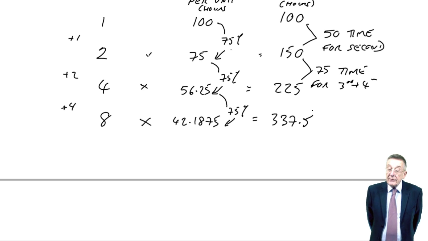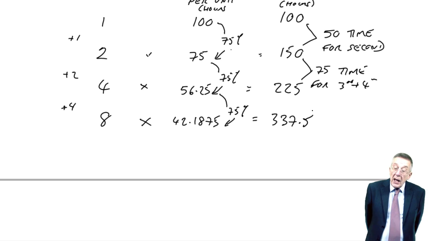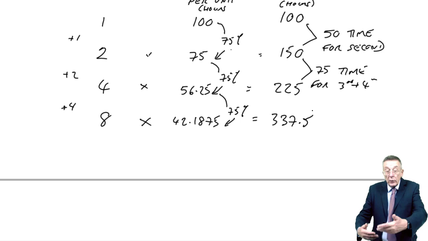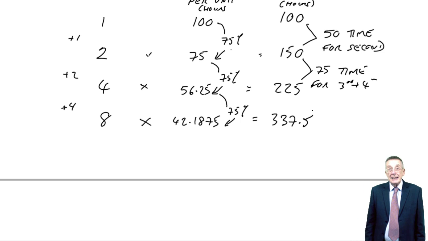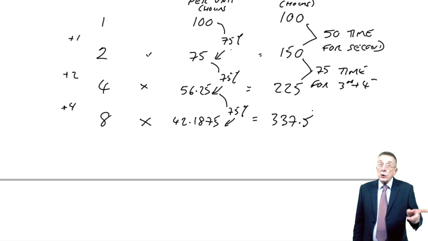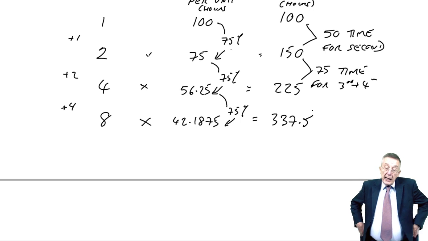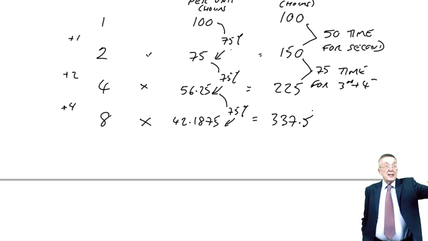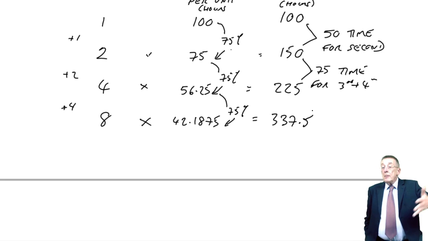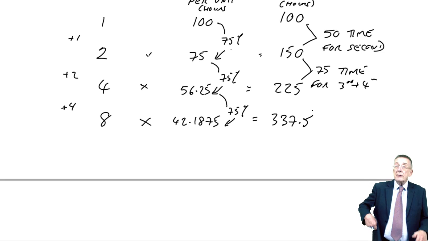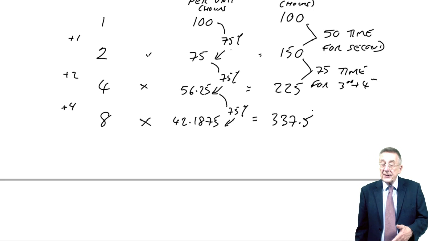I know the total time to make the first 4 is 225, so the total time to make another 4 is the difference. But this rule only works with doubling. I can find, and I know how long it takes for numbers 5, 6, 7, 8 in total. But this rule won't let me calculate how long for number 5, how long for number 6, how long for 7.